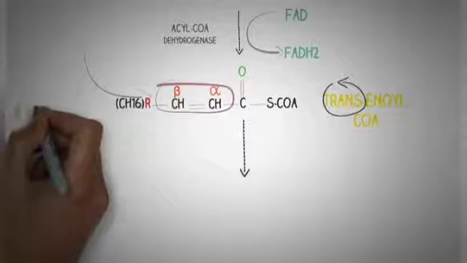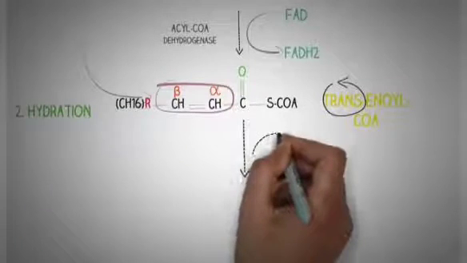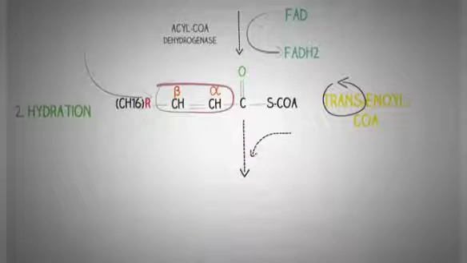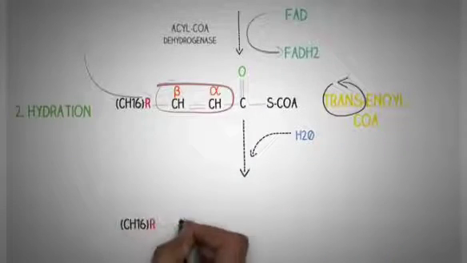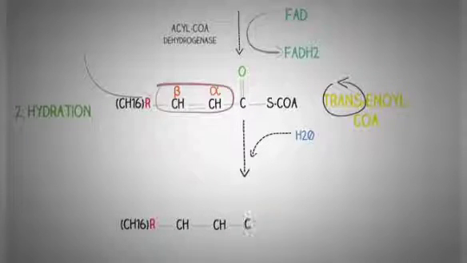The second reaction that takes place in the series of beta oxidation is a hydration reaction, which means addition of water. Water is added around the alpha and the beta carbons.